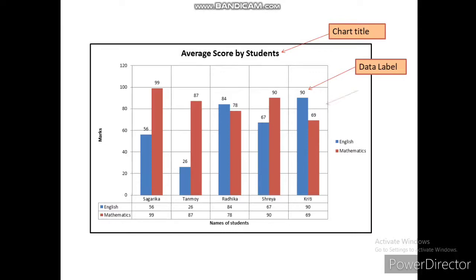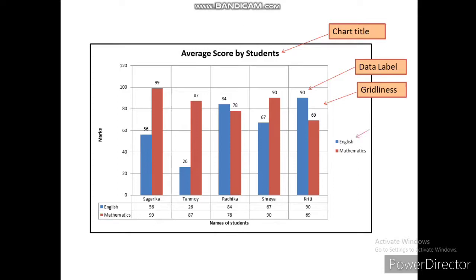Next, grid lines. Grid lines are the horizontal or the vertical lines in the plot area. These lines make it easier to identify the value of each data point on the chart.